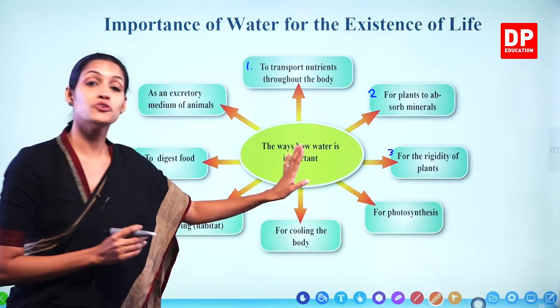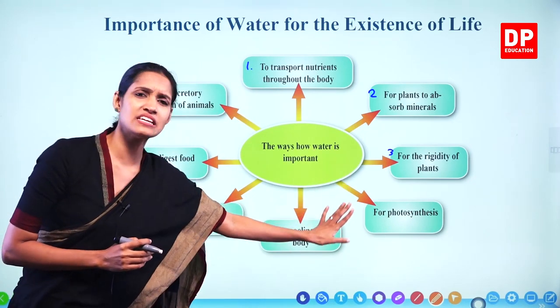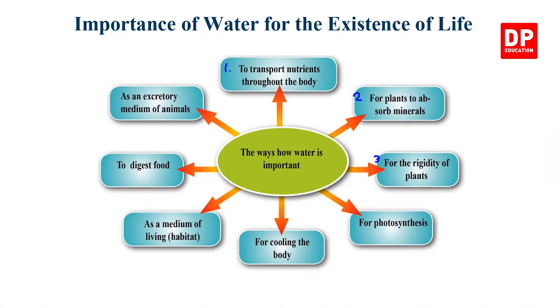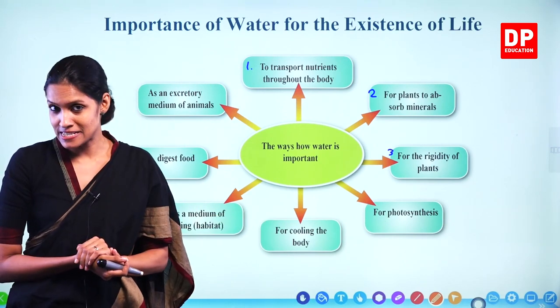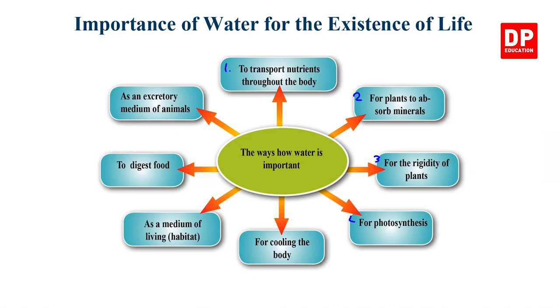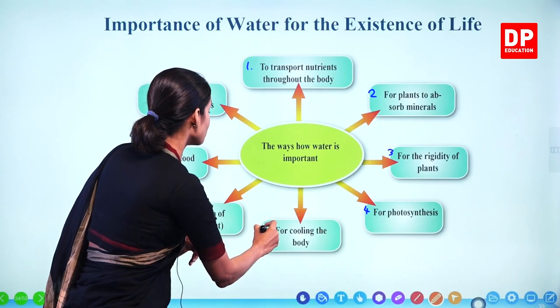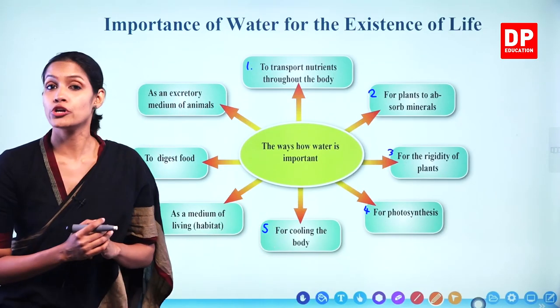Right? For photosynthesis, now this is very clear. So you all know that there are four factors affecting photosynthesis or production of food in plants. So water is one of those factors. Okay, photosynthesis. And number five, for cooling the body.